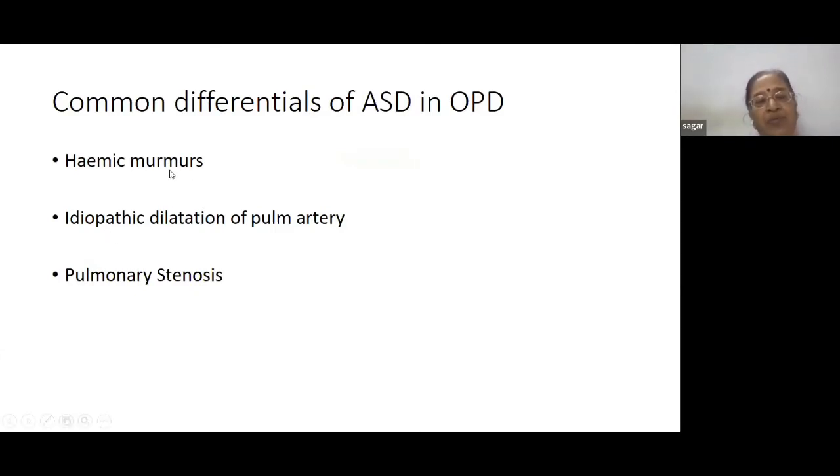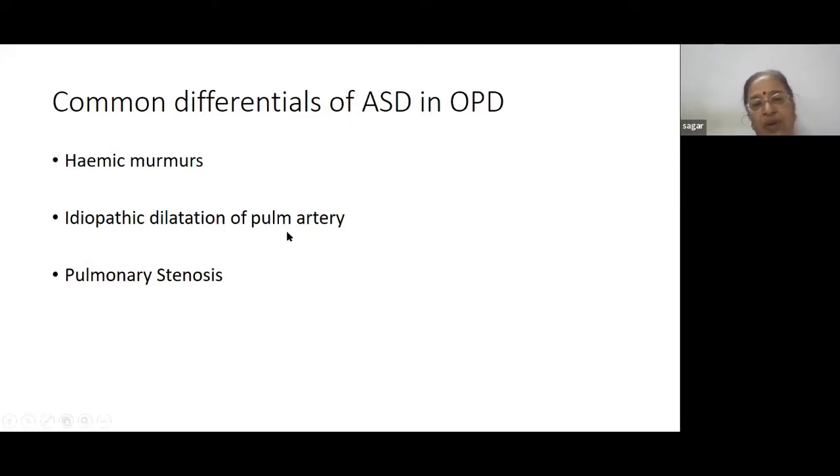Whenever we see an OPD patient who has a pulmonary ejection systolic murmur, two or three things come to our mind. One is hemic murmurs. You will find a lot of patients with anemia who have a murmur in the pulmonary area. These hemic murmurs are part of the hyperkinetic circulation that happens during anemia. The simplest way of eliminating them is to ask the patient to sit up, then the murmurs will definitely come down.